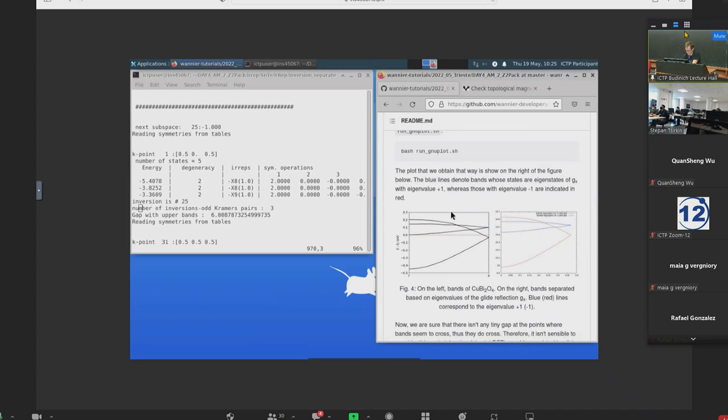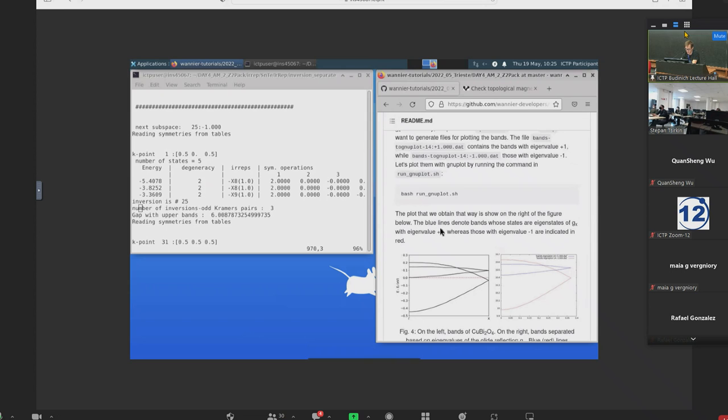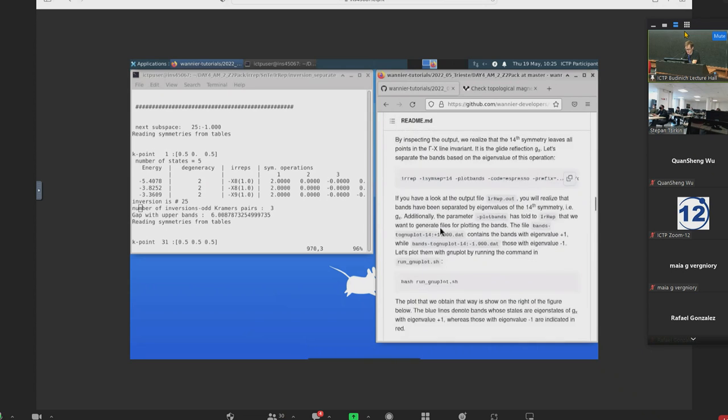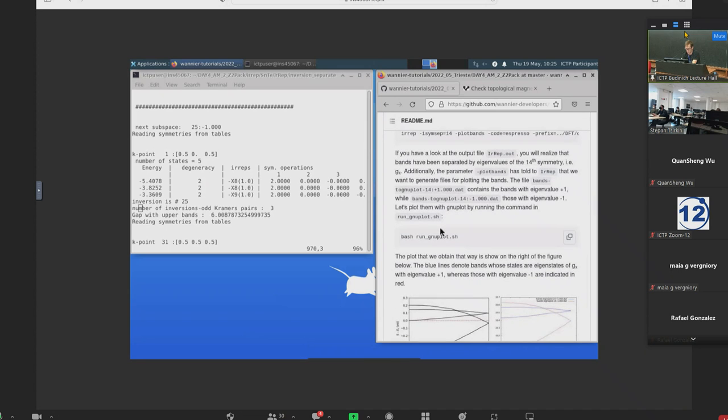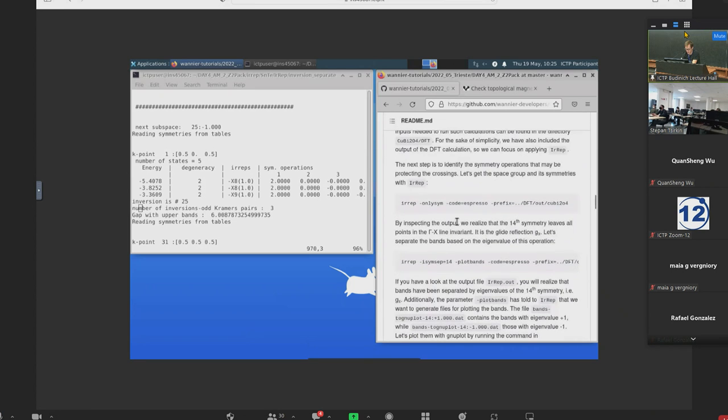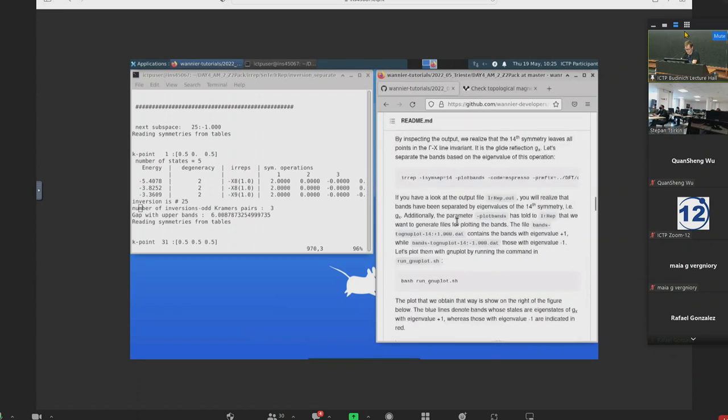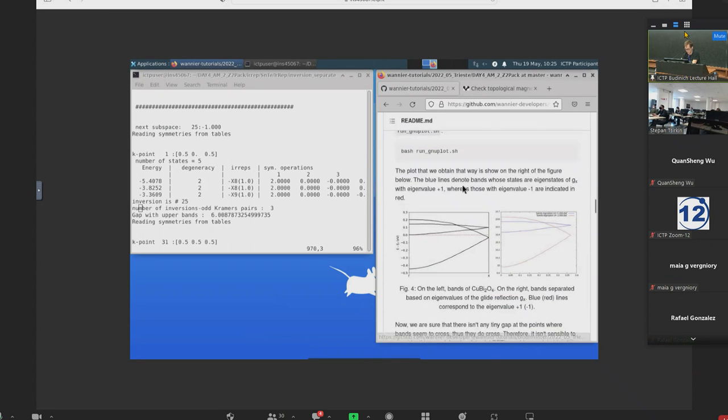A quantitative way of doing that is separating the bands in terms of a symmetry operation. Two bands that have different eigenvalues of a symmetry operation cannot have anti-crossings between them. They are going to cross for sure if they meet at an energy. If they belong to the same irreducible representation, then it would be much more difficult to have crossings between these two bands. So in this material, we are going to check if these bands do really cross.